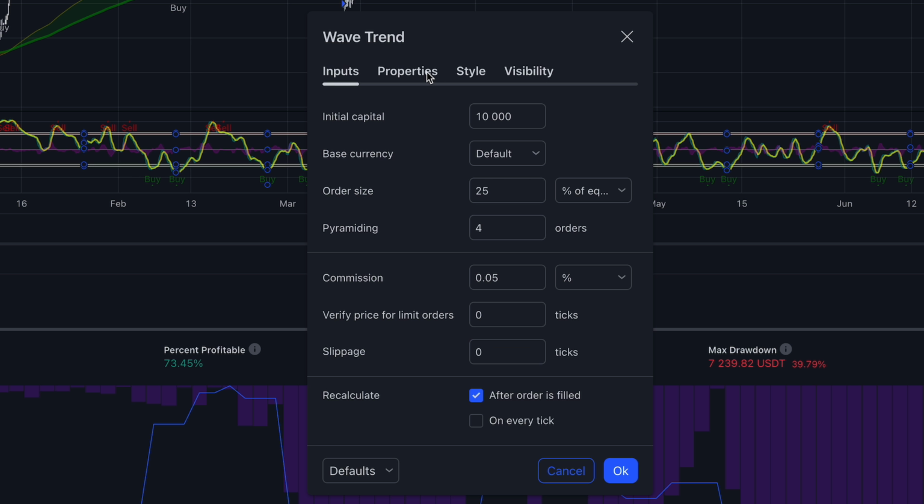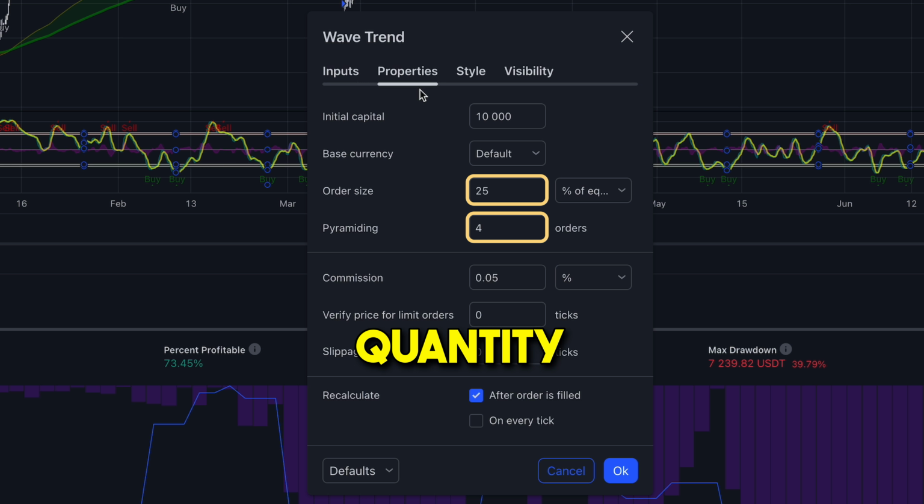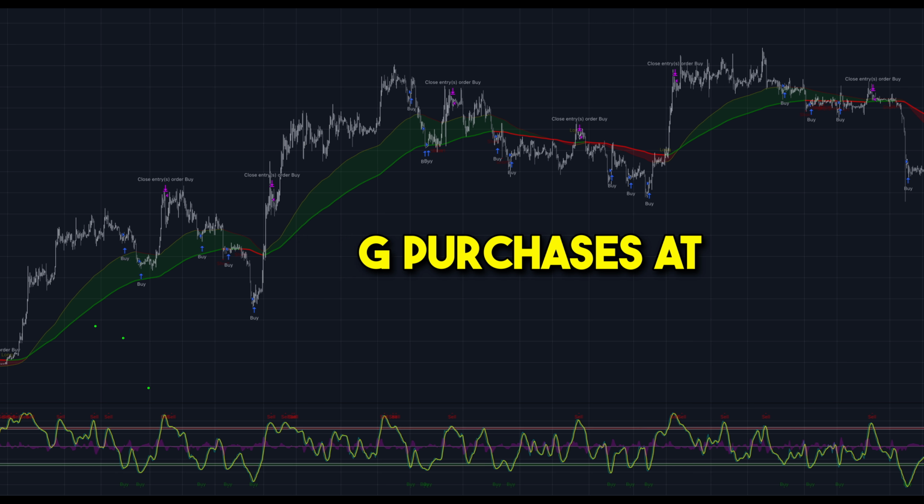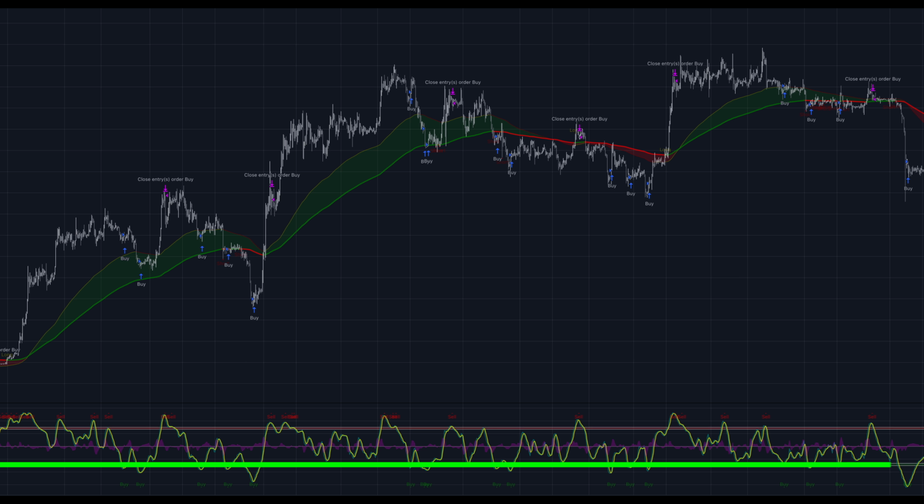In addition to adjusting settings and assessing how the strategy might perform, you can also experiment with position size and quantity. As you can see, based on a $10,000 account, trading with these settings could potentially yield this profit by splitting the position into 4 equal portions, each accounting for 25%. This means you'd be making purchases at different price levels based on the oversold signals from the wave trend. The number of portions and position size can be changed to your preference.